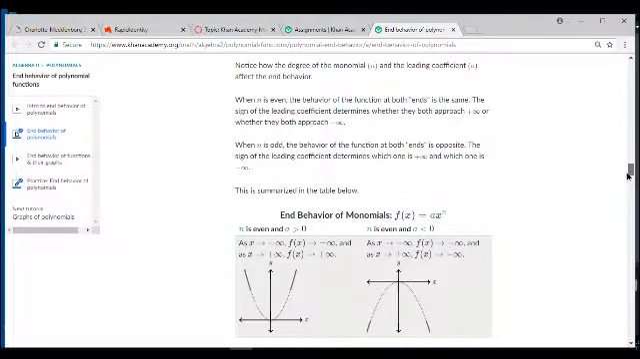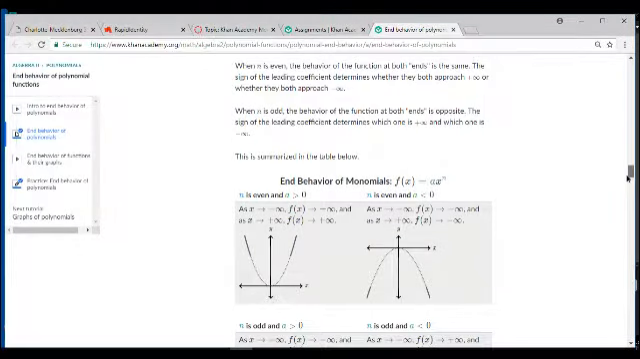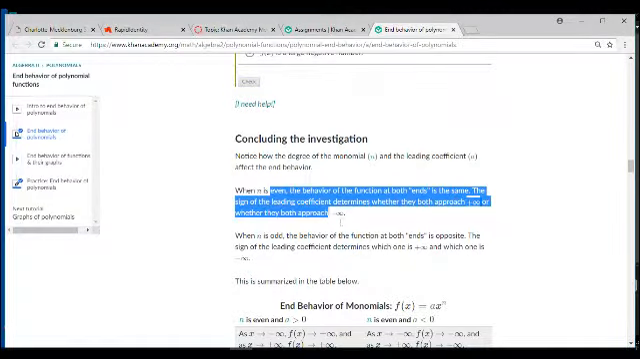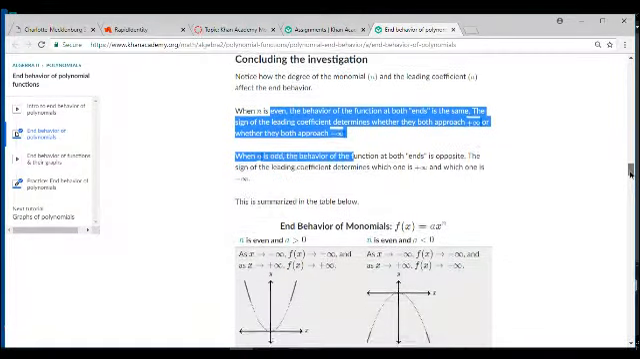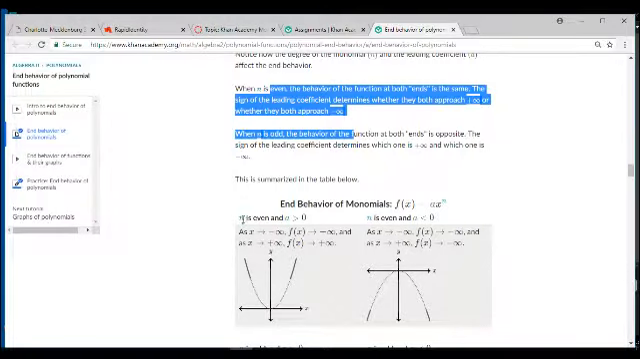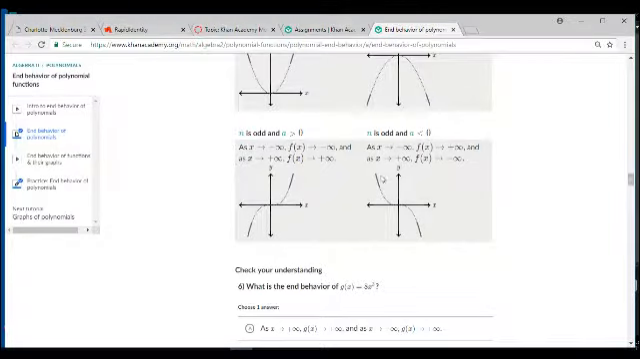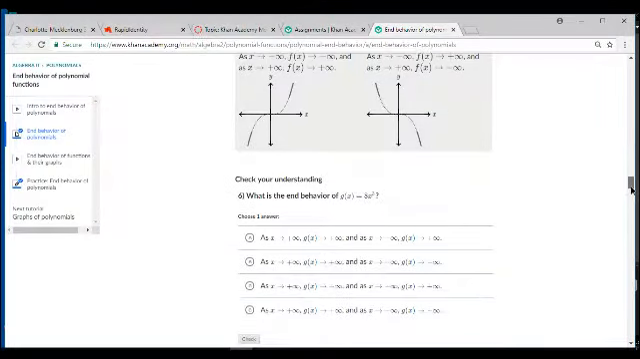Now look at the degree, okay? So the degree of the monomial and the leading coefficient affect end behavior. So if n is even and a is greater than 0, we have this end behavior. If n is even and a is less than 0, we have this end behavior. If n is odd and a is greater than 0, we have this behavior. And if n is odd and a is less than 0, we have this end behavior. So check out the article for yourself, explore it for a little bit.